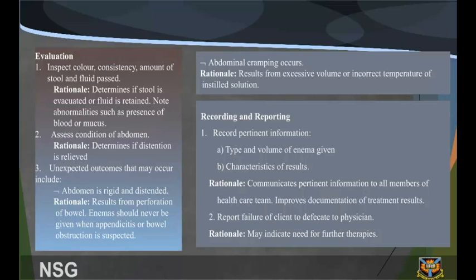Recording and reporting. Record pertinent information: type and volume of enema given, and characteristics of result. Rationale: communicates pertinent information to all members of the healthcare team and improves documentation of treatment results. 2. Report failure of clients to defecate to the physician. Rationale: may indicate need for further therapies.